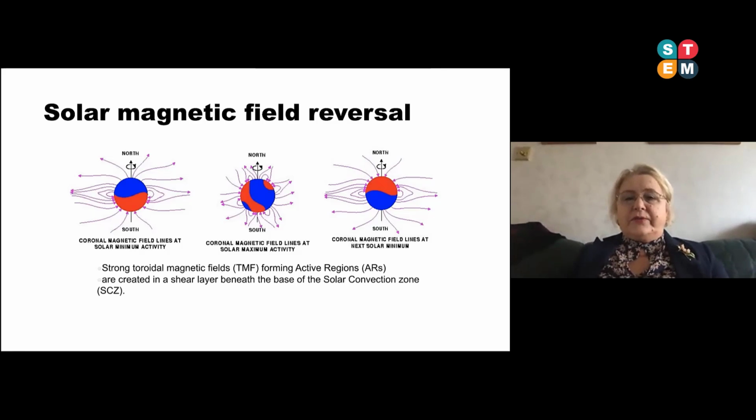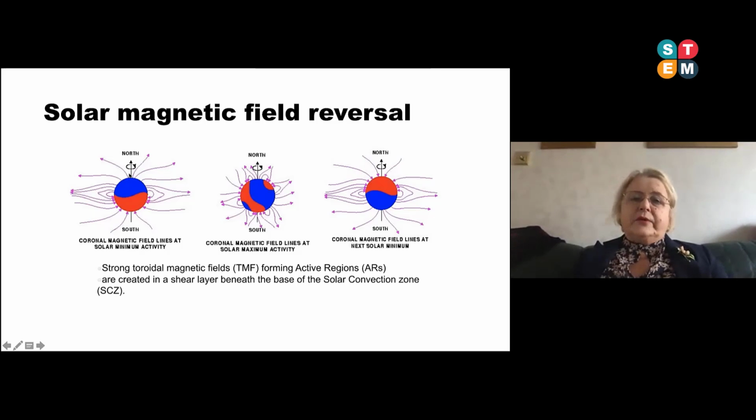Electromagnetic force, which is changing inside the solar interior, produces the dipole. Like on the left-hand side, you have a dipole with the south pole on the bottom and the north pole on the north. And this is during the minimum activity. There are no sunspots, but polarities are strictly separated. Northern polarity is north, southern polarity south.